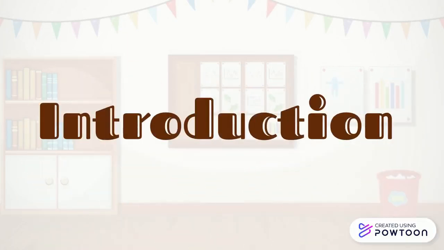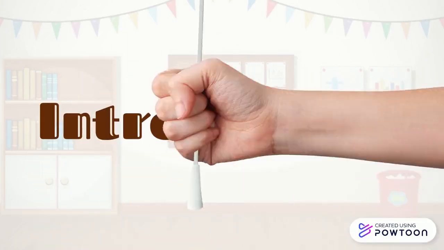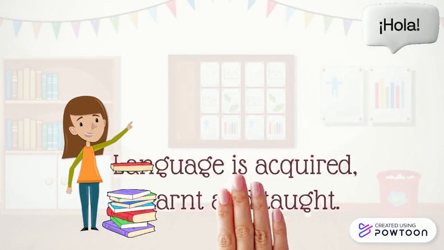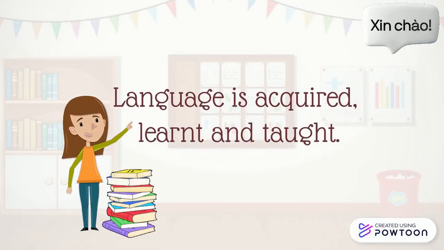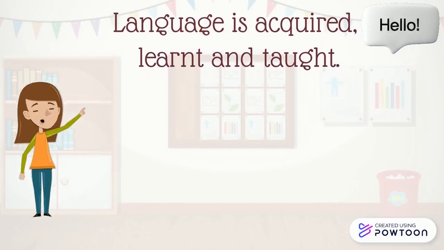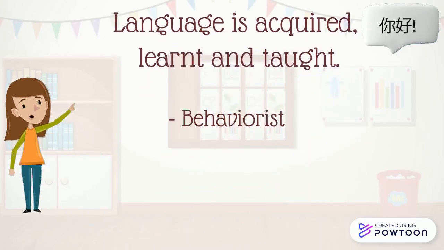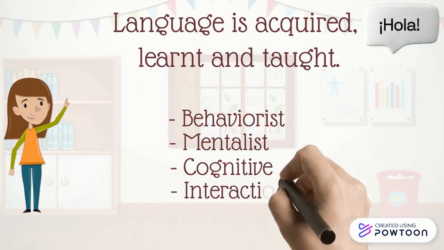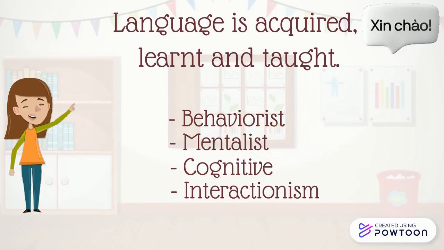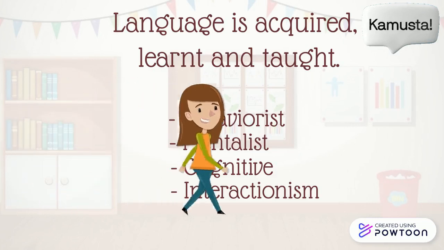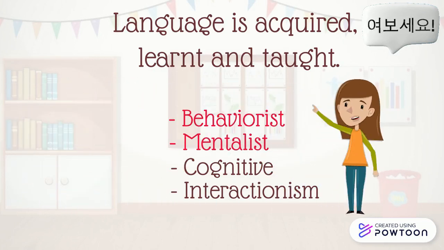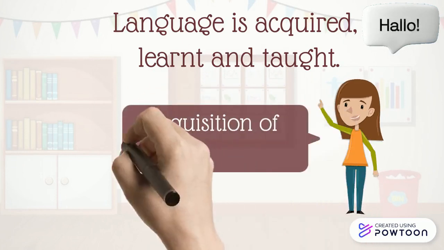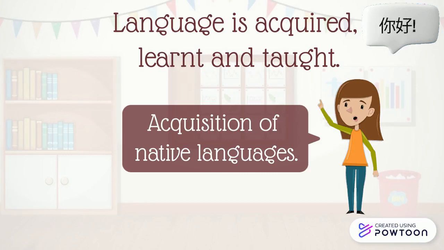Firstly, let's see a brief introduction about some basic theories. They describe how language is acquired, learned, and taught. Behaviorist theory, mentalist theory, cognitive theory, and interactionism are some of these theories. The behaviorist theory and mentalist theory are mainly applicable to the acquisition of native language, while the rest can account for foreign language acquisition.